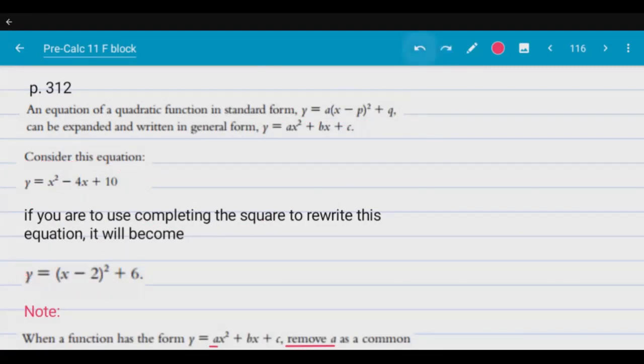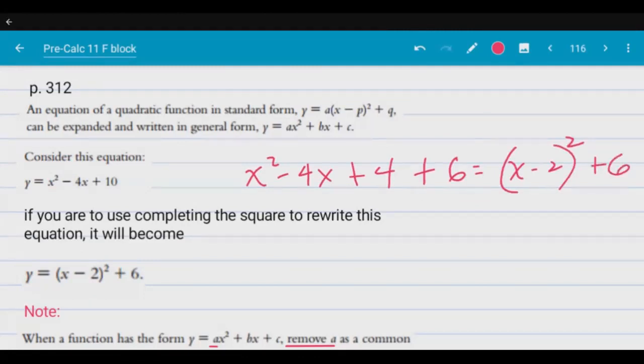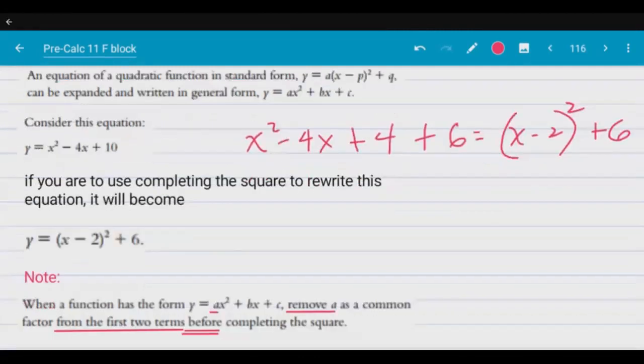How I do it quickly is I just ask myself, so x squared minus 4x plus 10, if I want to put it in completing the square, x squared minus 4x would have a completed square if I add 4, right? But then I actually have a plus 10. So I need another plus 6 because these two would make up the 10. So in this case, I am able to quickly come up with the completing the square method, and it gives me this one.